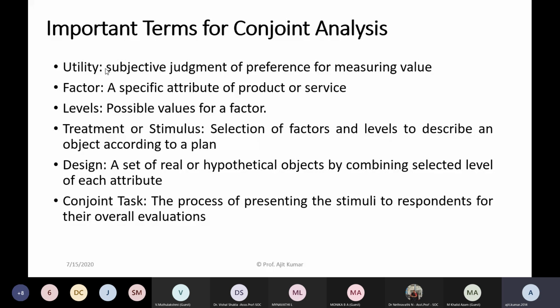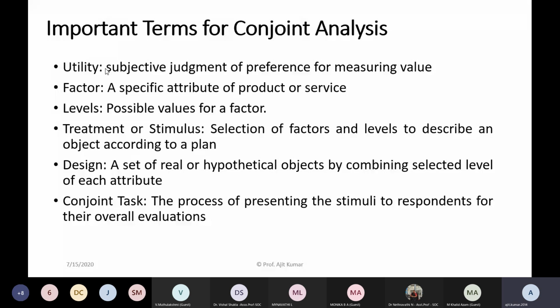The next term is treatment or stimulus. So what do we do? We select certain factors and labels to describe any object or product, according to a certain plan. And then this stimulus is presented to customers or consumers or respondents, and they are asked to rate them, to give their preference over others. So this is treatment and stimulus, because it stimulates a consumer's mind and requires a certain preference order.